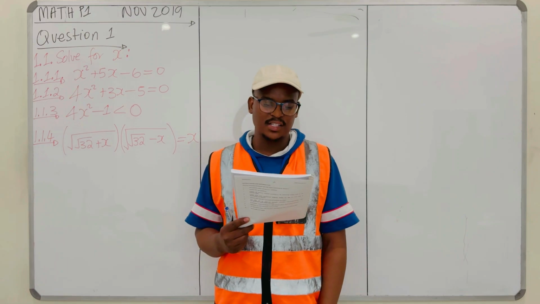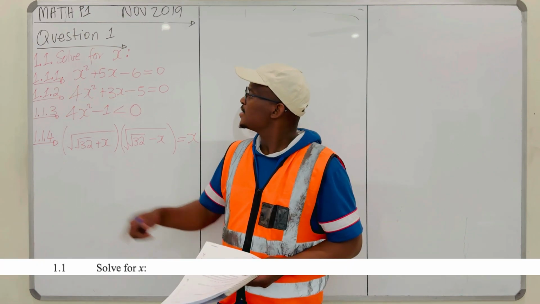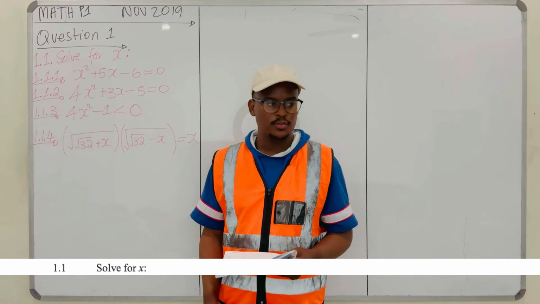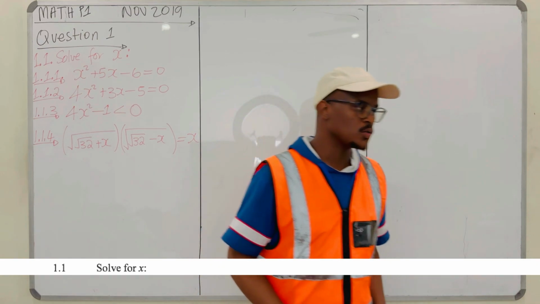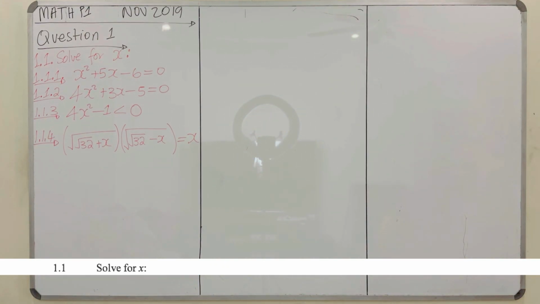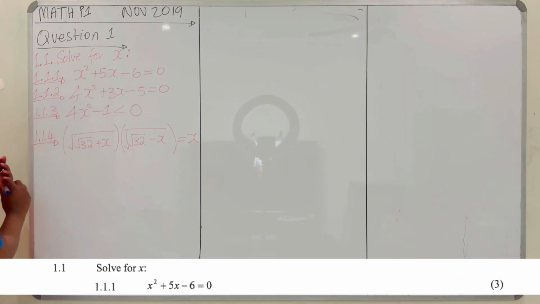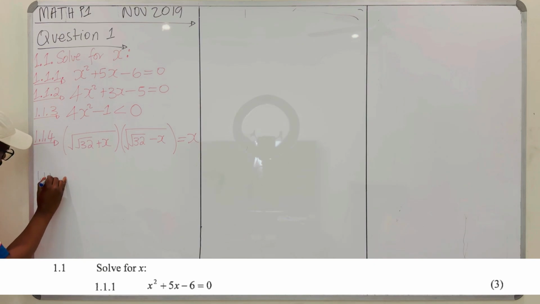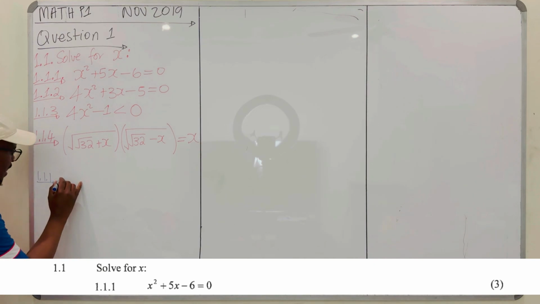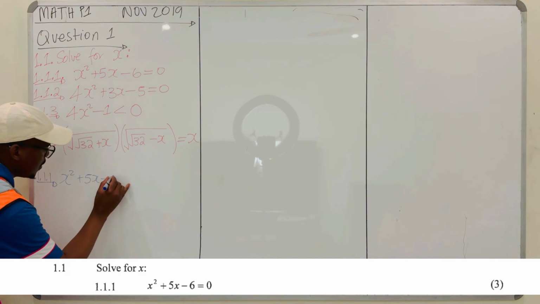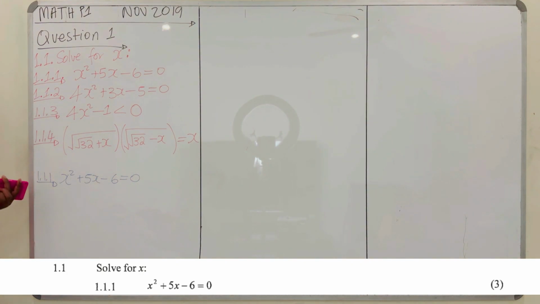So 1.1 reads as follows. They're saying solve for x, as you can see there, and then they've given you the series of equations here. So they want you to solve for x. That's what we're going to do now. We're going to start with the first equation, which is 1.1.1. It's given as x squared plus 5x minus 6 is equal to 0. So they want you to solve this equation.